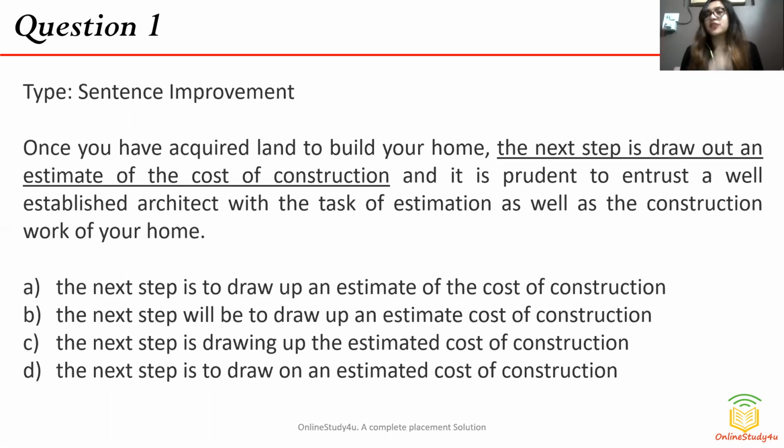So the first question is on sentence improvement, where you can see that there is a text given and there are 4 options, and what we need to do is select the best option to replace the underlined portion. Now, it says once you have acquired land to build your home, the next step is draw out an estimate of the cost of production, and it is prudent to entrust a well-established architect with the task of estimation as well as the construction work of your home.